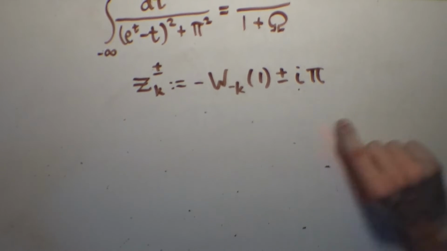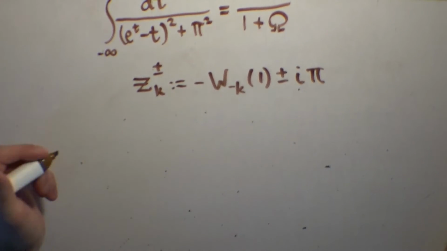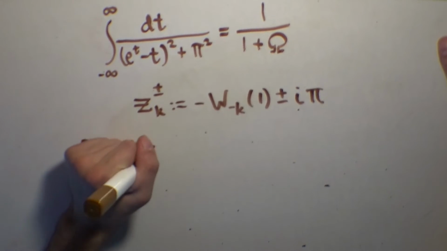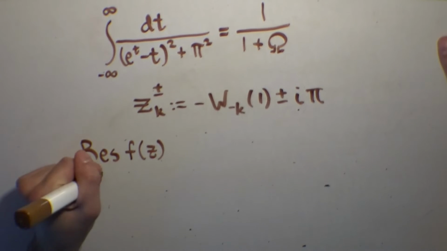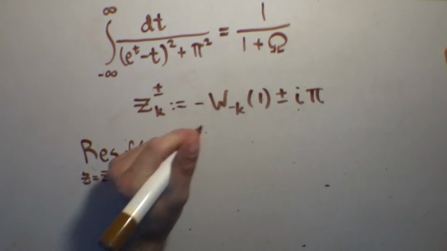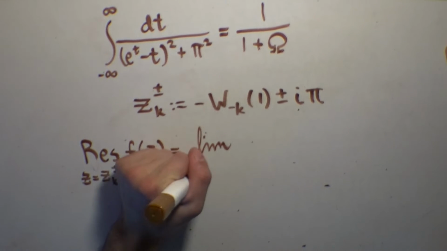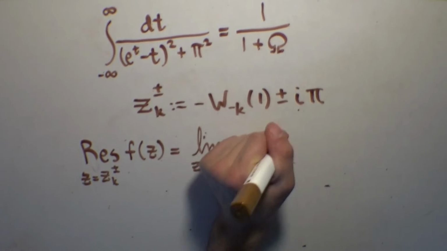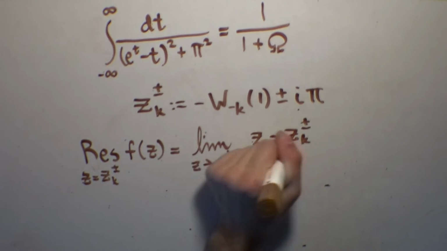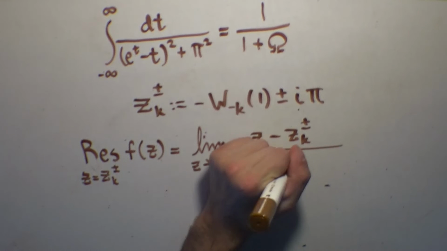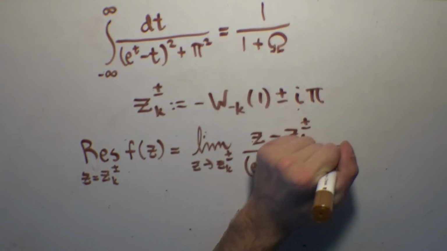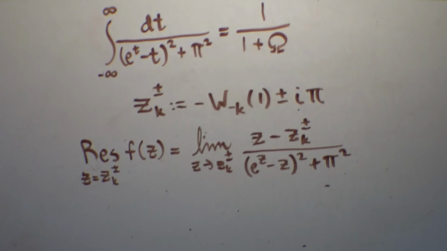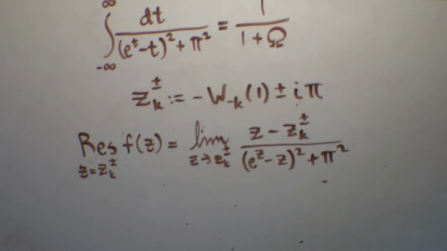So what we're going to do is calculate a residue at any given one of these z_k plus or minuses. The residue of f of z at z equals z_k plus minus is, by definition, the limit as z approaches z_k plus minus of the factor that causes that problem, z minus z_k plus minus, divided by (e to the z minus z) all squared plus pi squared. Now, because plugging in z_k plus minus into the top and the bottom will cause 0 divided by 0, we have to use L'Hopital's rule, which means we have to differentiate the top and the bottom, and then see if we can apply the limit.